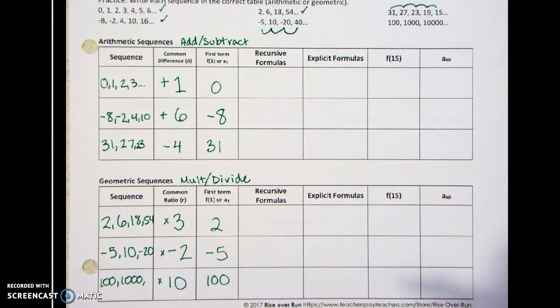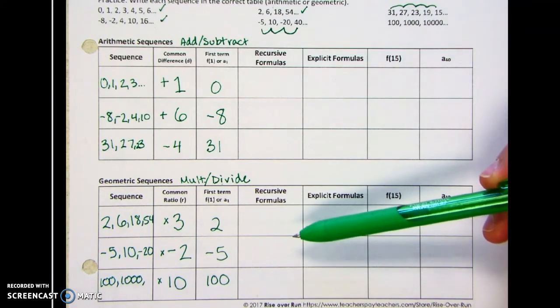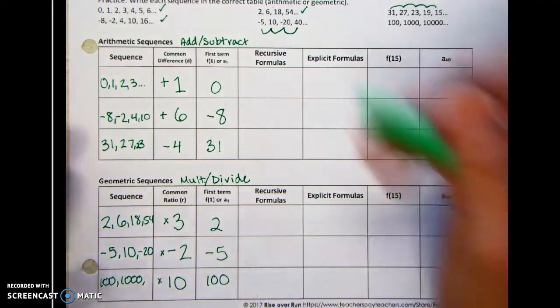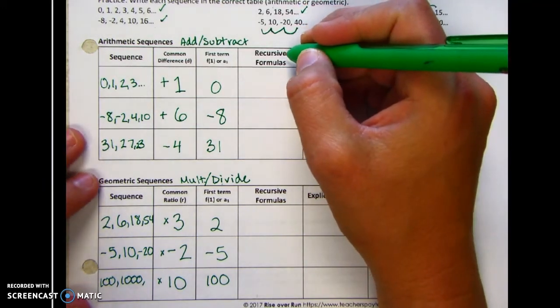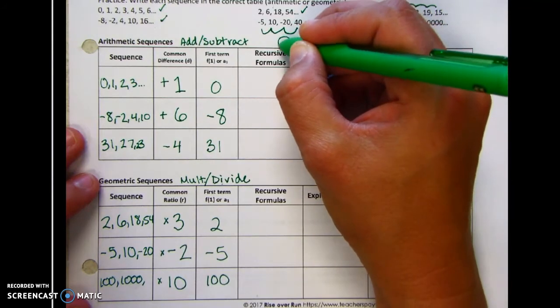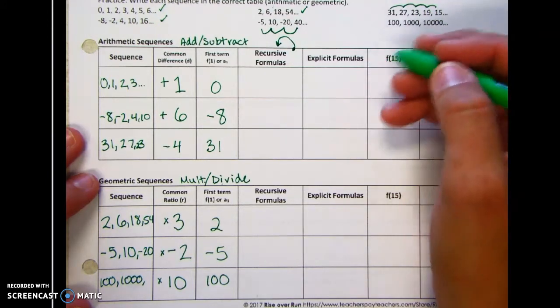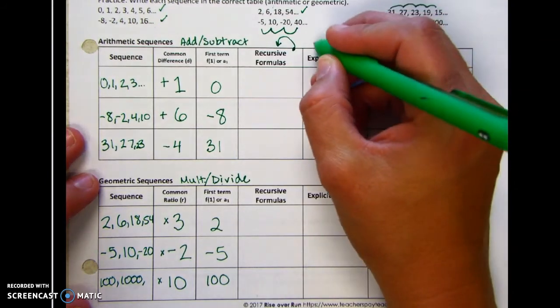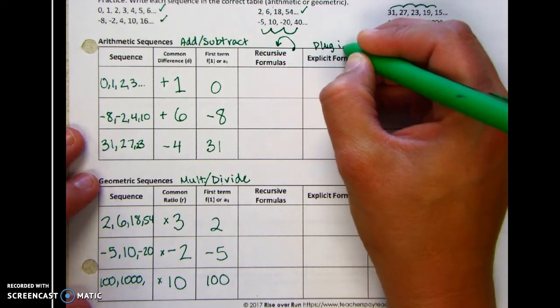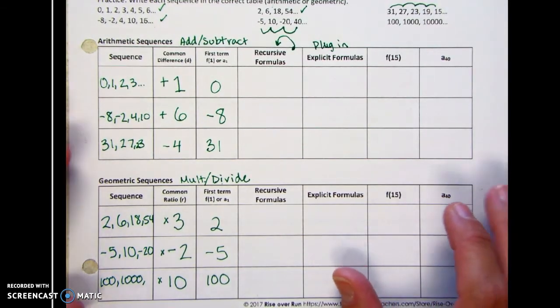All right, here we are. So now we're going to do recursive formulas, which means, are you ready for this definition? You ready? Recursive means we use the previous term to get the new term. Explicit means you can just plug in. That's the difference. I'll explain.